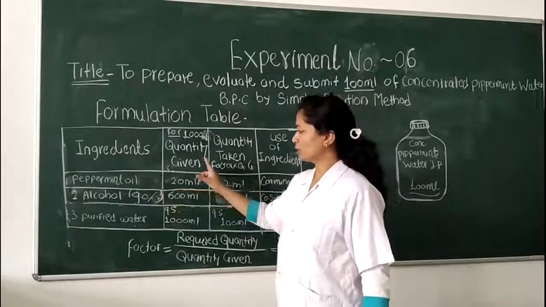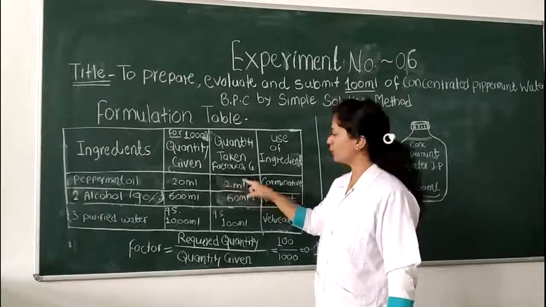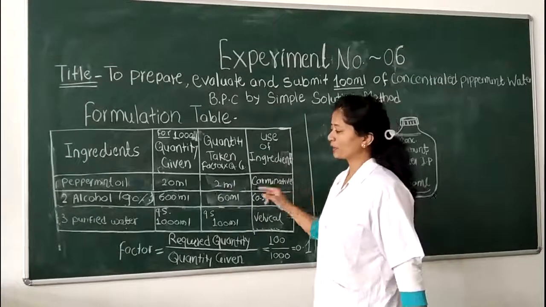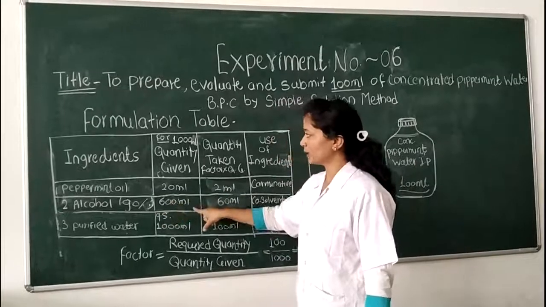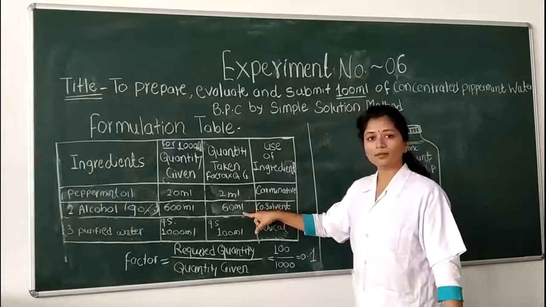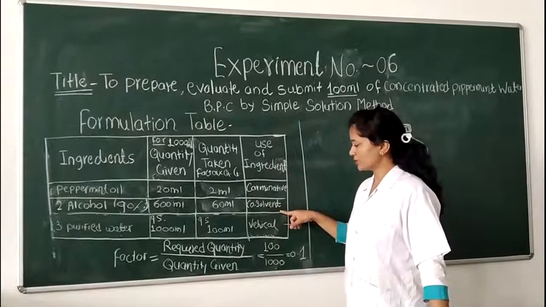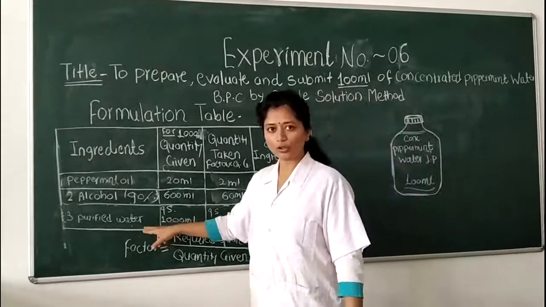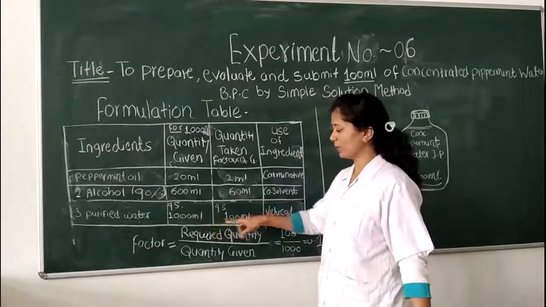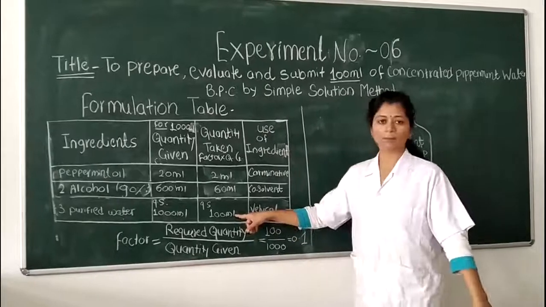So, peppermint oil quantity is 20 ml; by multiplying 20 by 0.1, we get 2 ml. Its use is as a carminative and also as a flavoring agent. Then alcohol 90%, quantity given is 600 ml, and after calculating we get 60 ml for 100 ml. Its use is as a co-solvent. Then purified water, quantity sufficient to 1000 ml, and here purified water quantity is sufficient to 100 ml.